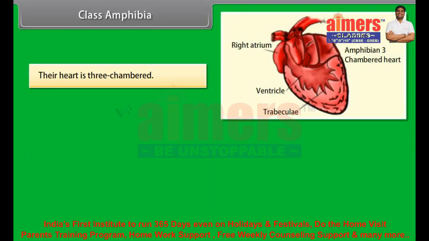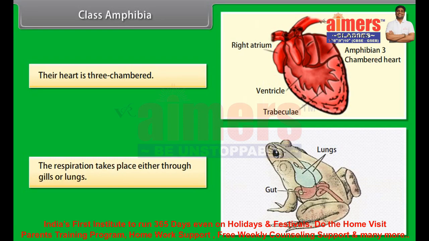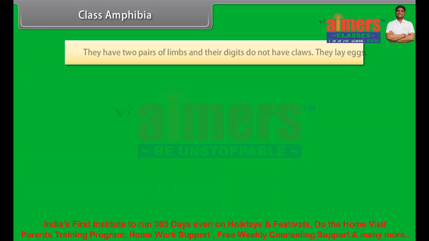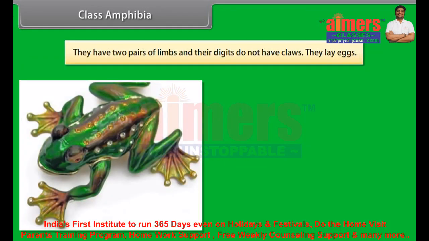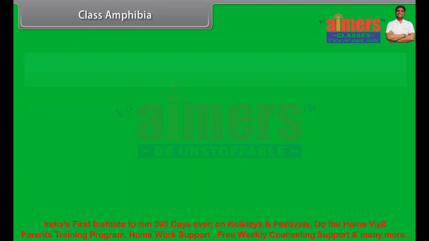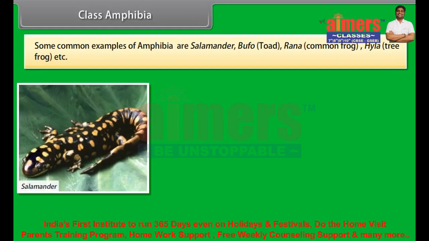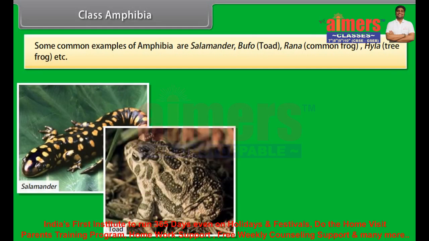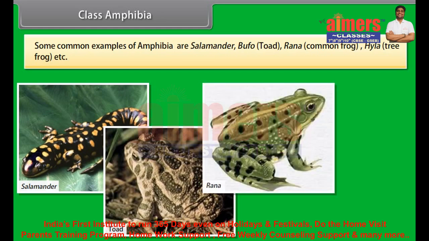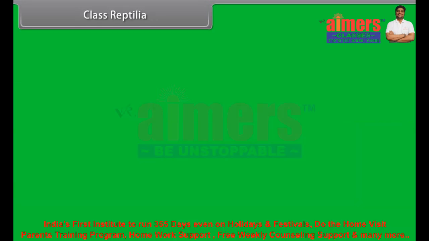Their heart is three-chambered. The respiration takes place either through gills or lungs. They have 2 pairs of limbs and their digits do not have claws. They lay eggs. Some common examples of amphibia are salamander, Bufo, toad, Rana, common frog, Hyla, tree frog, etc. Class Reptilia.